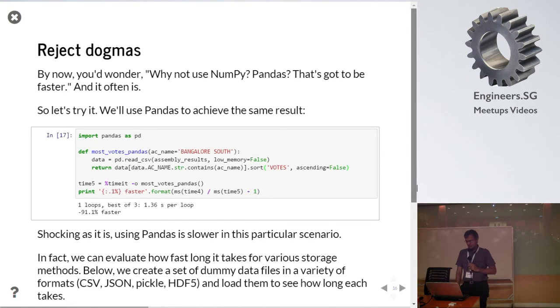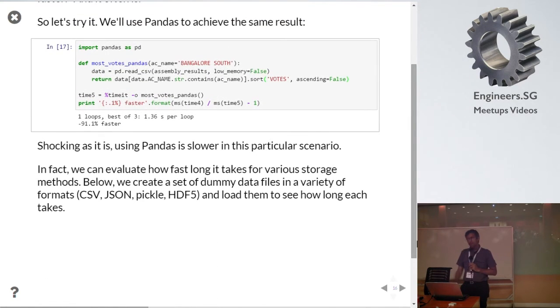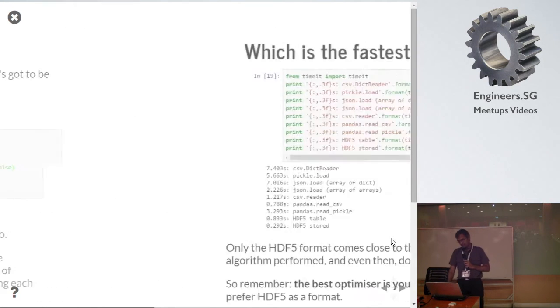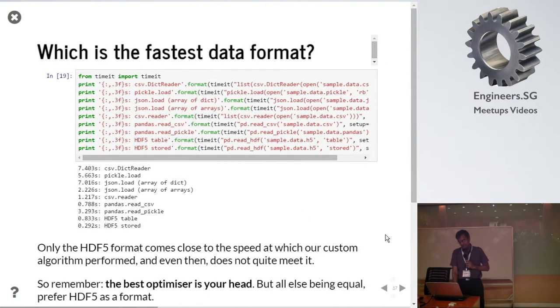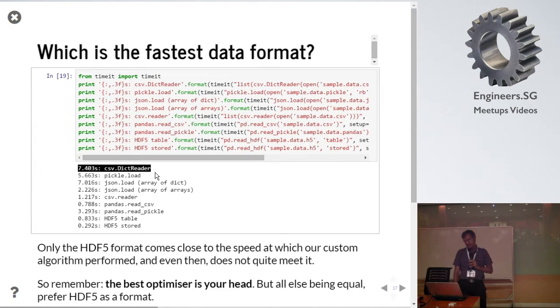But while we're on this topic, we have chosen to store these files as CSV files, but is there a faster file format? I mean, what if we chose JSON instead, or XML, or Pickle, or whatever? Let's see how long each of these takes. This is just an aside. So here's a quick check. If you were looking at CSVs and reading them using dict reader, for the data set that I picked, that takes about 7 seconds. Pickle's a bit faster, about 5.5 seconds. JSON is as bad as dict reader.